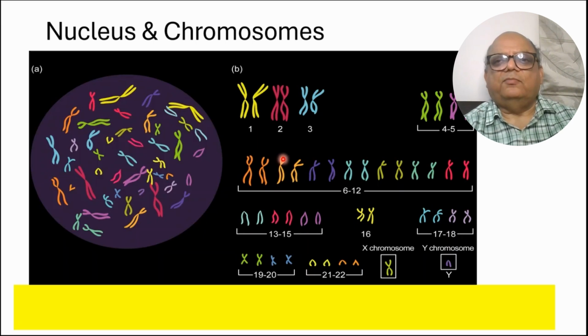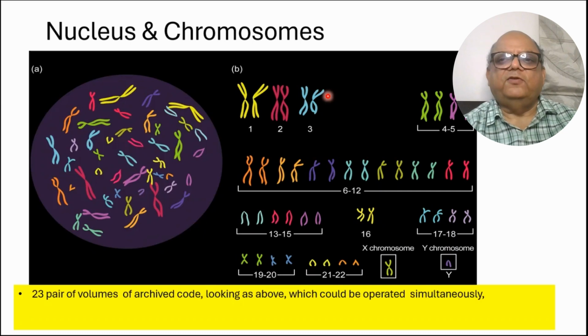So the entire map of 23 volumes, not the entire map, but the human genome mapping is still an ambitious project which is yet to be completed. But quite a bit of it has been done, and that is 23 pair of volumes or the archive code. They look as above, and obviously these are 23 pair of volumes which could be read parallelly, and not just that, the same volume can be read at a number of places. A number of chapters can be simultaneously read also, and transcripts can be made of them parallelly.